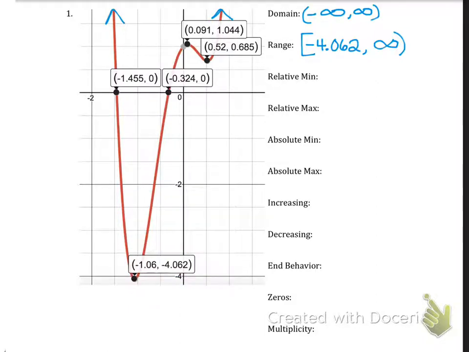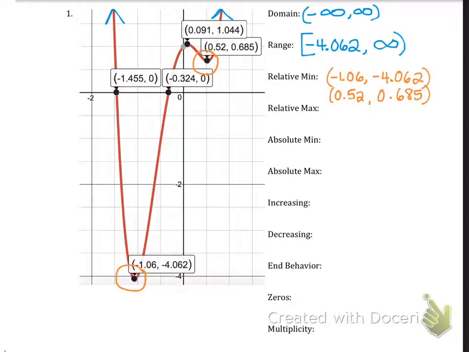Okay, so the relative mins and maxes, we just need to first identify all of them. So I have a minimum down here and right here. So my relative minimums, there are going to be 2. It's going to be the whole point, (-1.06, -4.062) and (0.52, 0.685).